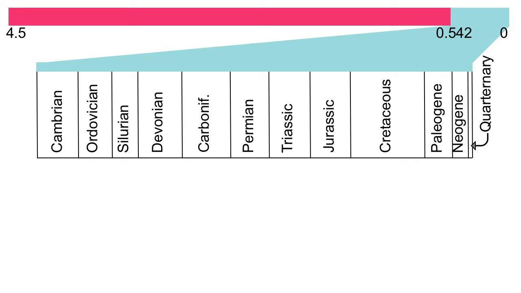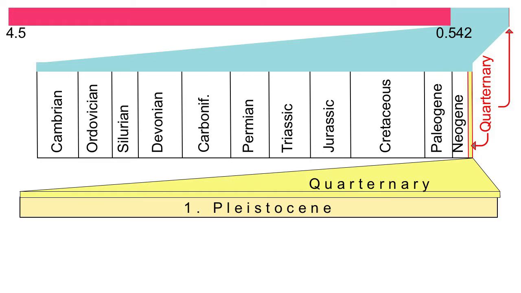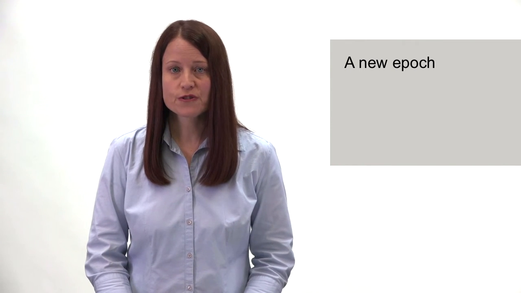Each of the periods is divided into 2 or more epochs. The current period, the Quaternary, is a small sliver of 2.6 million years. It is divided into two epochs, the Pleistocene and the Holocene, which began only 12,000 years ago. It has recently been suggested that the influence of humans on the physical and biological environment is so severe that we should consider the present time a new epoch, and that this epoch should be called Anthropocene.